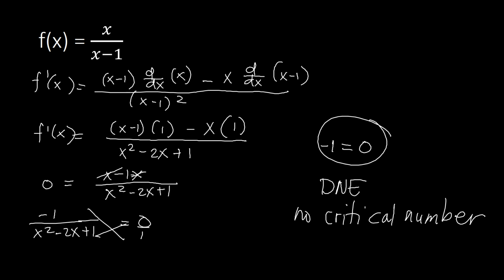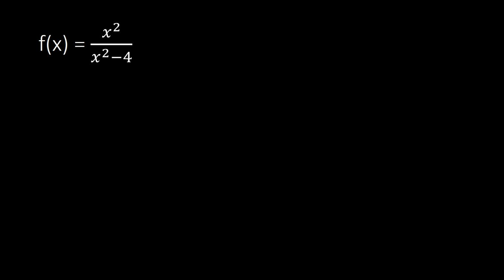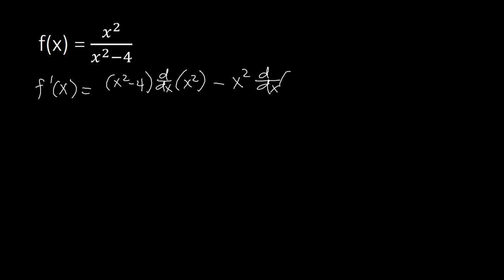So next, we go for the next problem. So f of x equal to x squared over x squared minus 4. So get the derivative first. f prime of x, that will be equal to, start with the denominator, copy that, x squared minus 4 times the derivative of our numerator x squared, minus the numerator x squared times the derivative of the denominator, which is x squared minus 4. And then all over our x squared minus 4 raised to the power of 2.